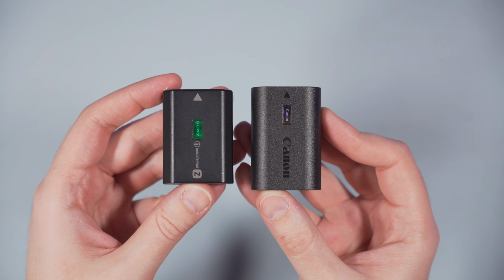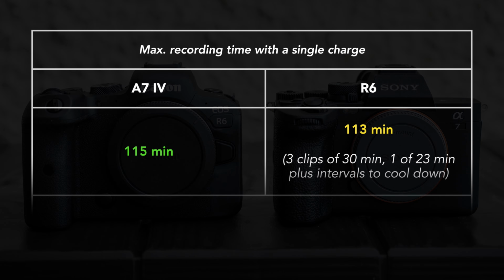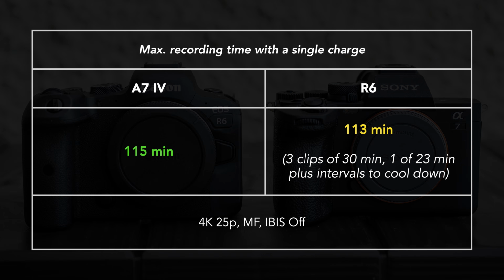Finally, battery life is similar with these two cameras. In my test, the R6 recorded a total of 113 minutes in 4K at 25p before the battery ran out. The a7 IV managed 2 extra minutes.